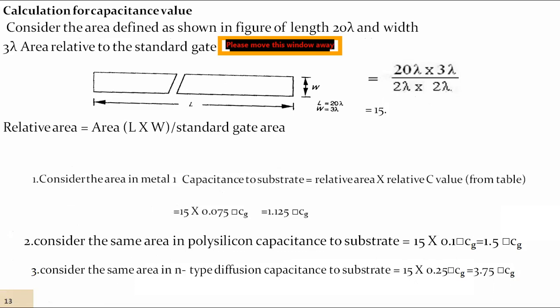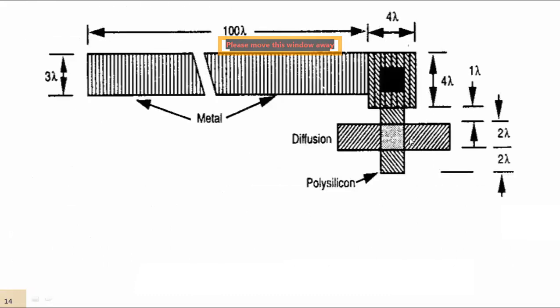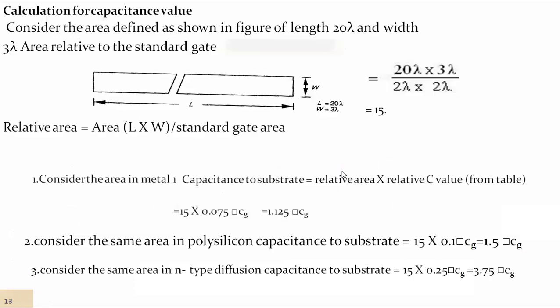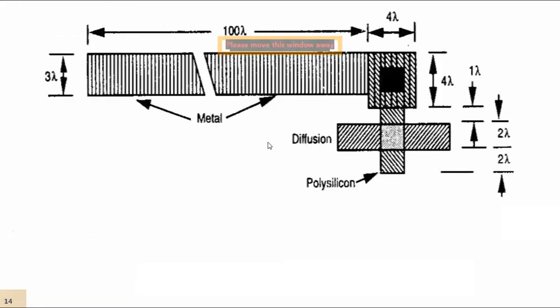In the next class we will go for the calculation of the capacitance value for the different layers. We will work through one problem, which is an important problem; it was asked in one exam. We will derive these things next class: the calculation of capacitance and one problem from the textbook itself. If you have any doubts or queries, you can ask.